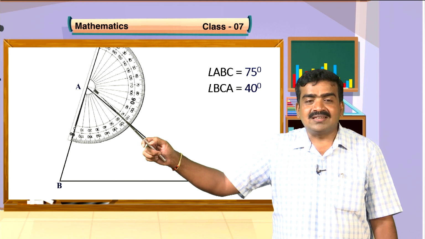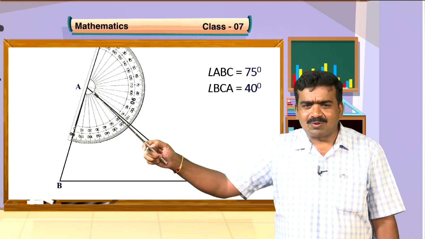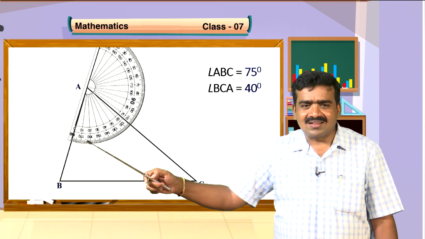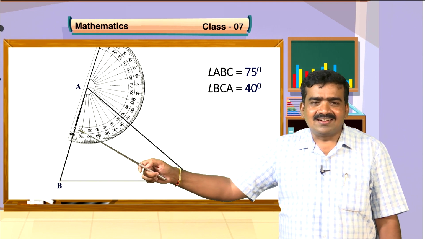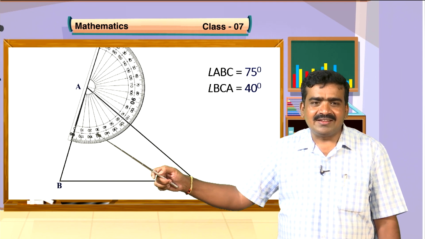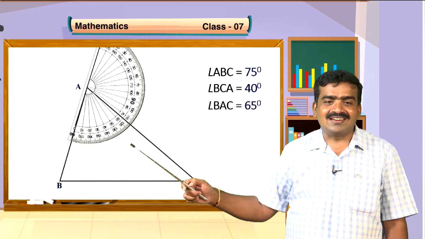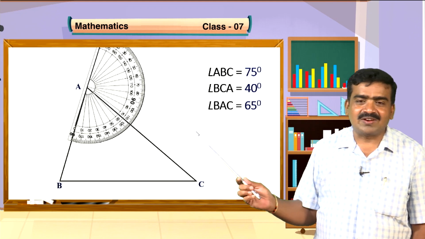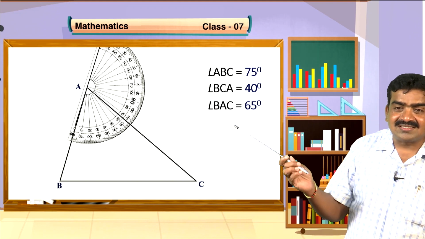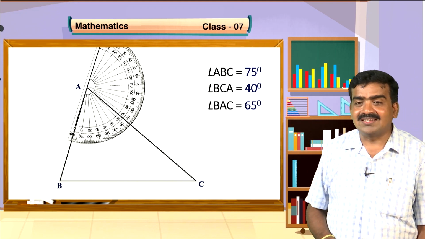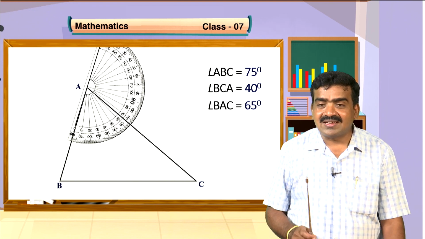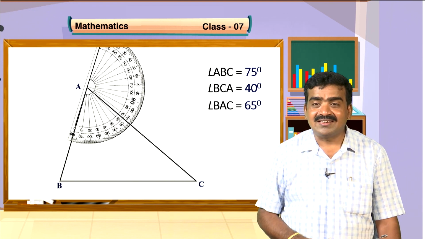Now, it is on the left side of the protractor, so we have to take the reading from the right side. It is 0, 10, 20, 30, 40, 50, 60, 65 degree. Then angle BAC measures 65 degree. If we add these three, we will get 180 degree, because the sum of the measures of the three angles of a triangle is 180 degree.